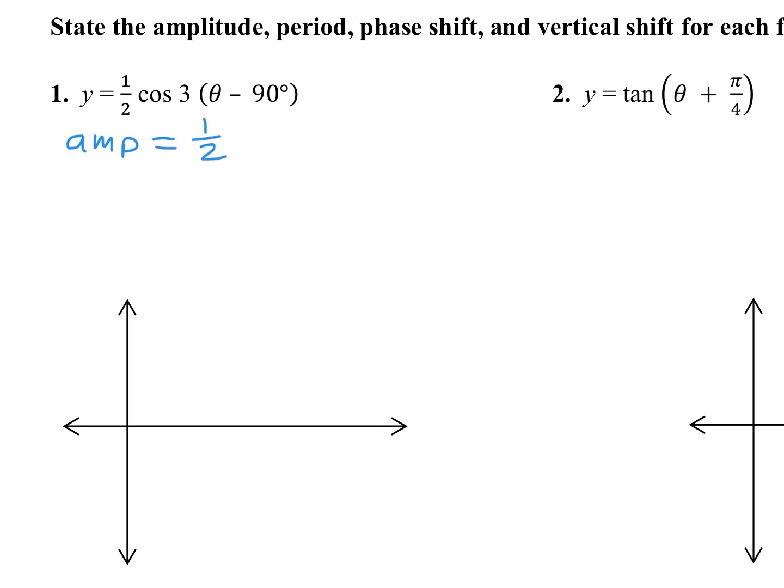All right, next they want the period. And that is still 360 divided by what we see in front of theta. So in this one, it'll be 360 divided by 3, which is 120 degrees.